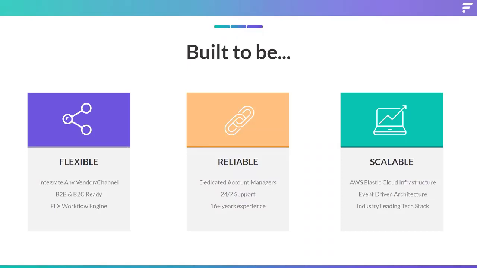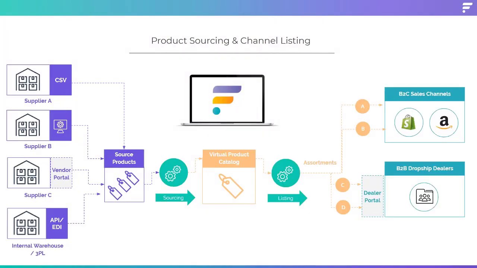And as I mentioned earlier, we've been doing this for a long time. There's not a whole lot of challenges that we haven't seen. We're very familiar with building out API integrations, EDI integrations, and such. And lastly, we wanted it to be scalable. So it's built on the AWS Elastic Cloud infrastructure. So whether you have one source with 1,000 SKUs or 100 sources with 10 million SKUs, the platform can scale your business accordingly.